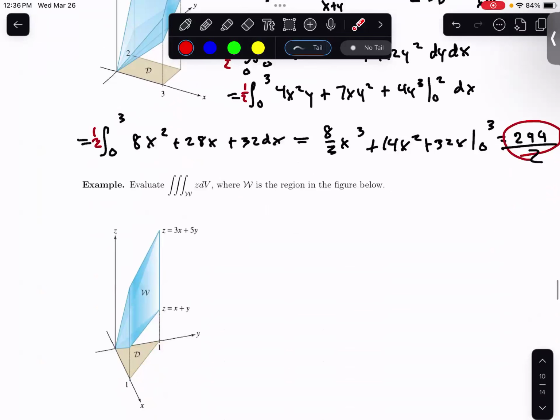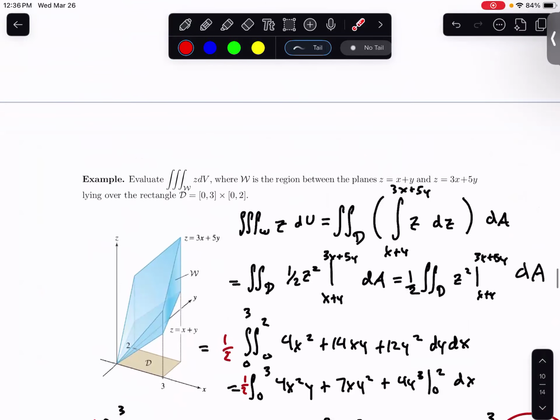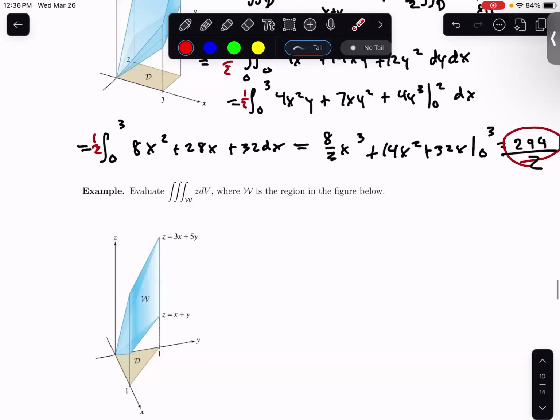So it wants you to evaluate this triple integral over W. We have the same upper bound for Z, and we have the same lower bound for Z as well. And we're integrating over Z. The only thing that changes is the values of X and Y that we're taking into consideration, right? Before, we were looking at this rectangle, and now we're looking at this triangle. So at least in the beginning, this isn't going to make that much of a difference, right?